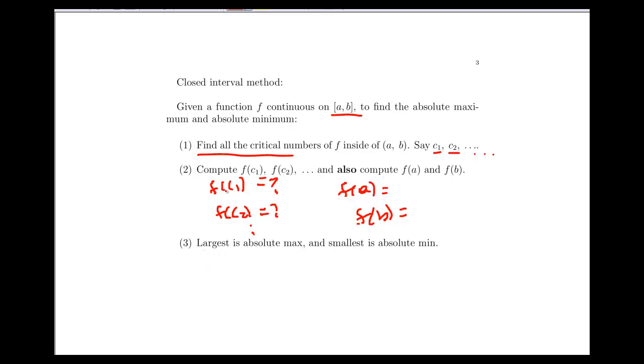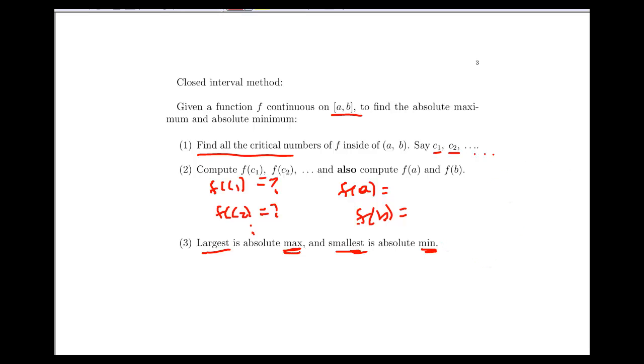So after we calculate f of c1, f of c2, f of a, f of b, and all the functional values at each critical number, then the largest is the absolute max and the smallest is the absolute minimum. That's as simple as that. So there are 3 easy steps. First, find all the critical numbers. This involves finding derivatives. And then once we have the critical numbers, we don't need the derivative of the function, we need the original function. Find f of c1, f of c2, f of a, f of b. Then the largest is the absolute maximum, the smallest is the absolute minimum. It's as simple as that.